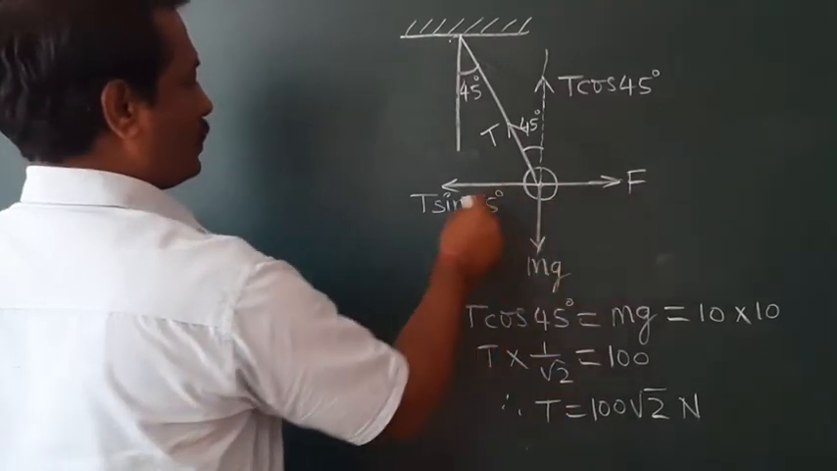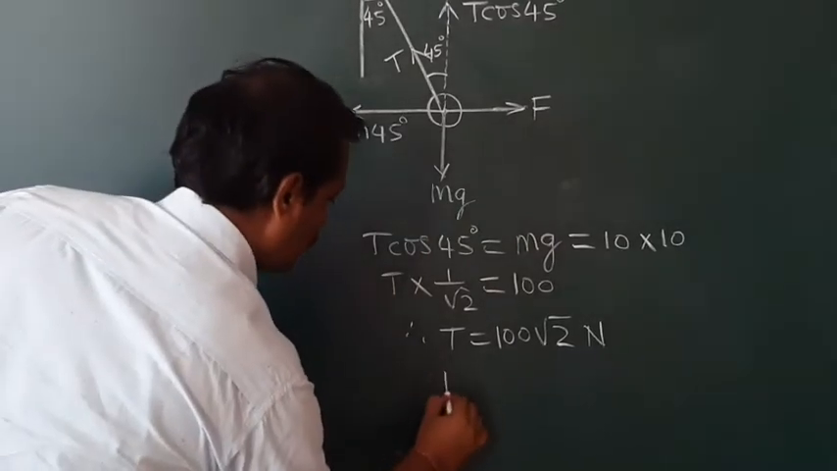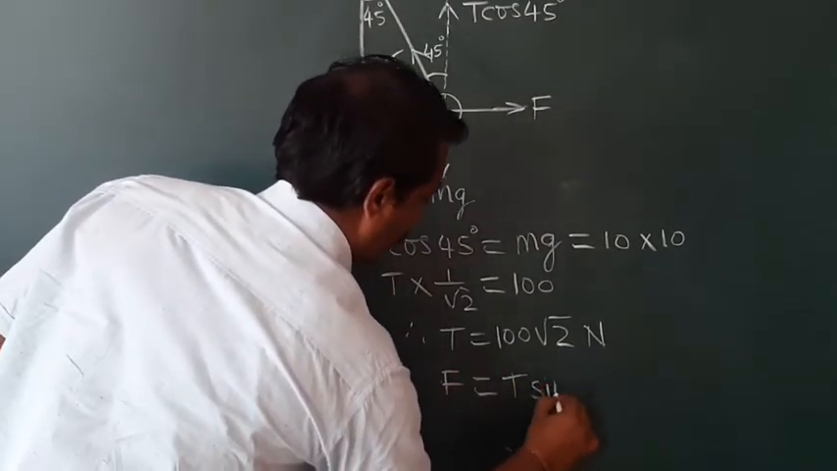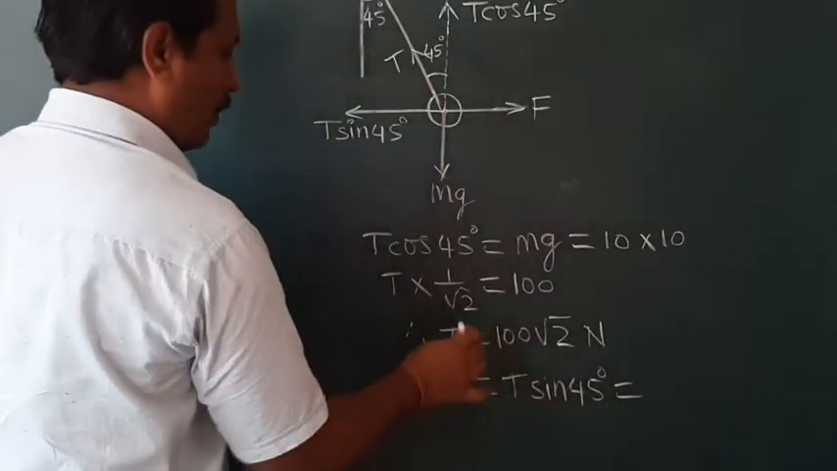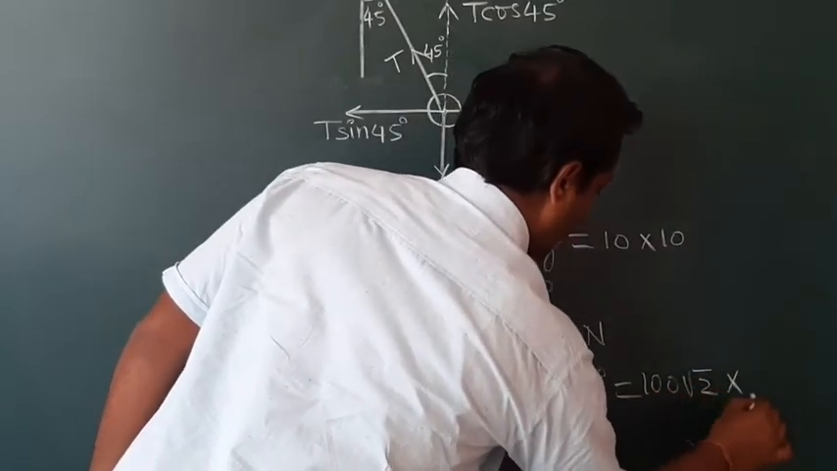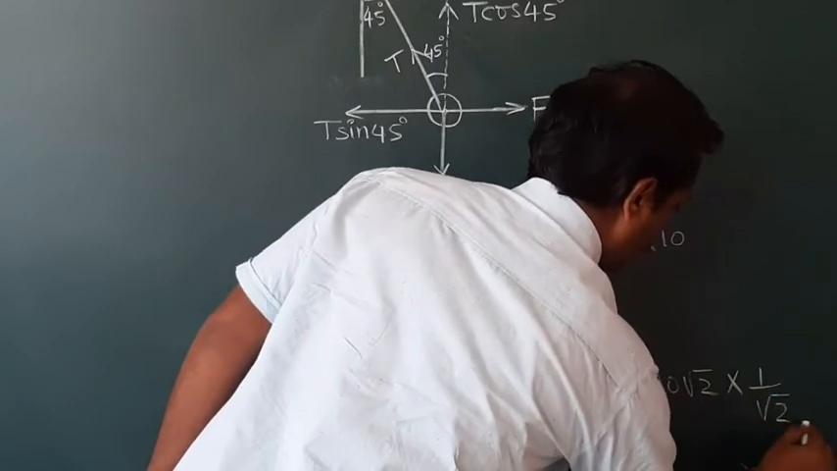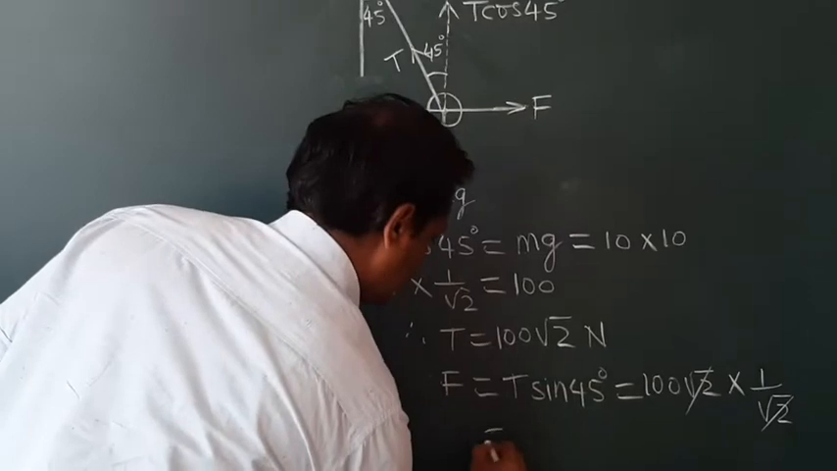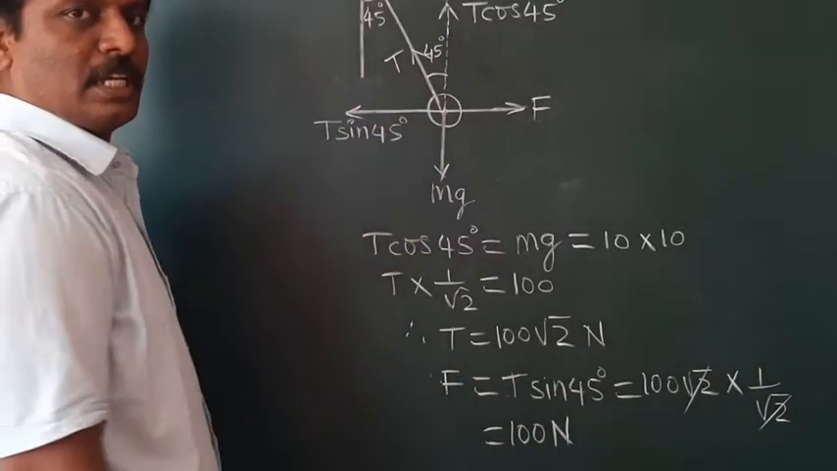Next, we take horizontal forces. So horizontal forces are T sin 45 and F. So this F should be balanced by this T sin 45 degree. That is equal to, here T value is 100 root 2 and sin 45 value is 1 by root 2. Now root 2 gets cancelled, then 100 remains. So force is equal to 100. The magnitude of the force is 100 Newton.